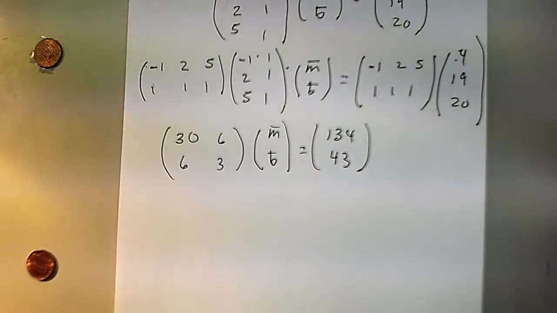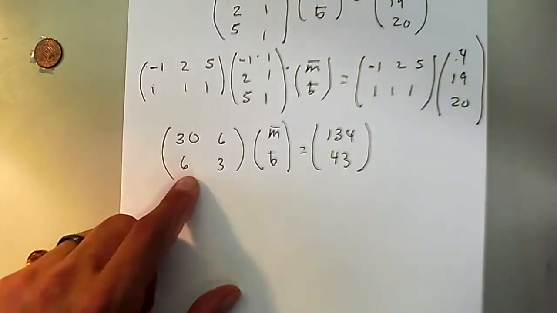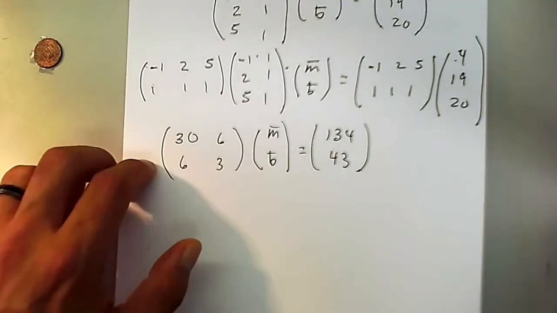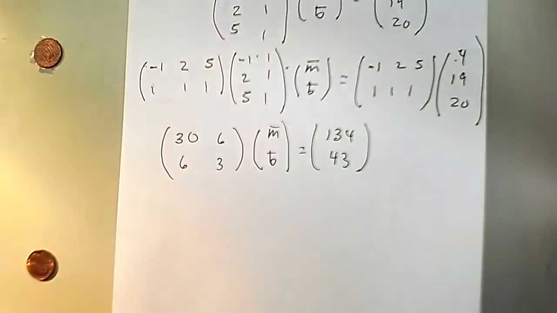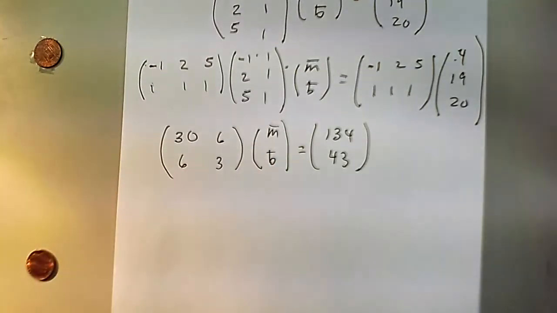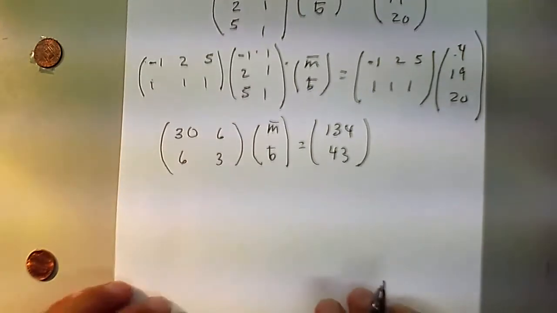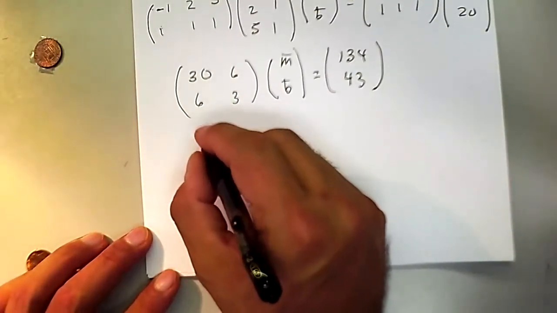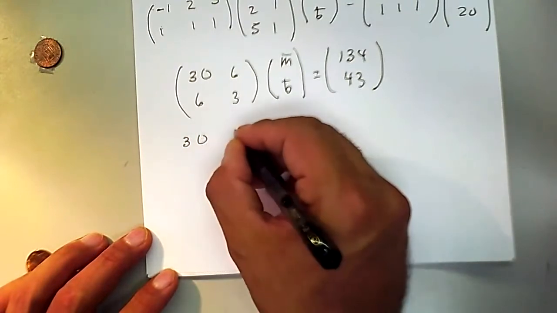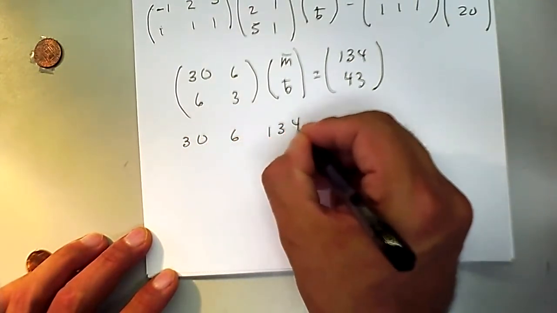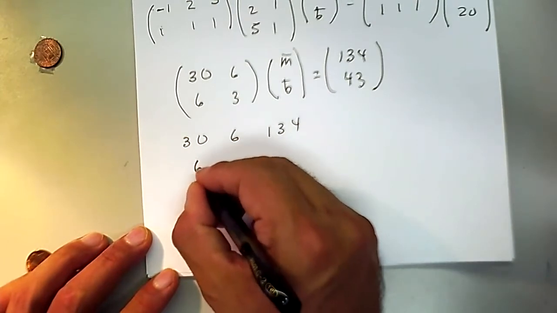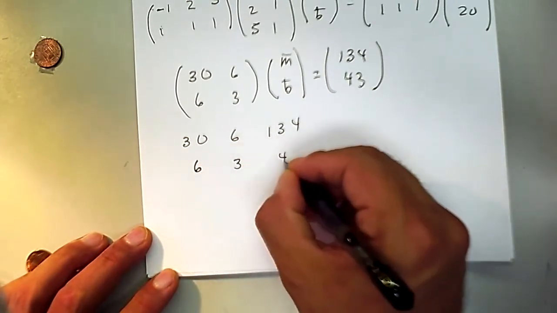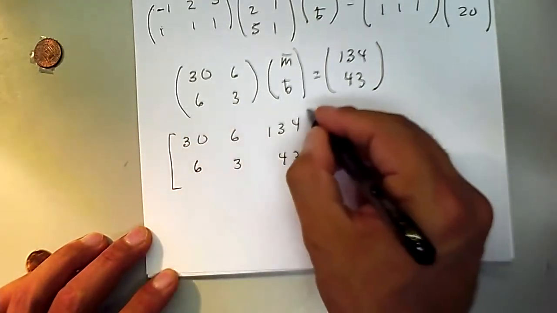I'm trying to decide how to go about doing this. We can figure out the inverse of this matrix. This matrix has an inverse, and then we can multiply on both sides of the equation by the inverse. Or we can use elimination to figure out M and B. I think we're going to use elimination. So let's write the augmented matrix: 36, 134, 6, 3, and 43. Okay, so this is the augmented matrix.